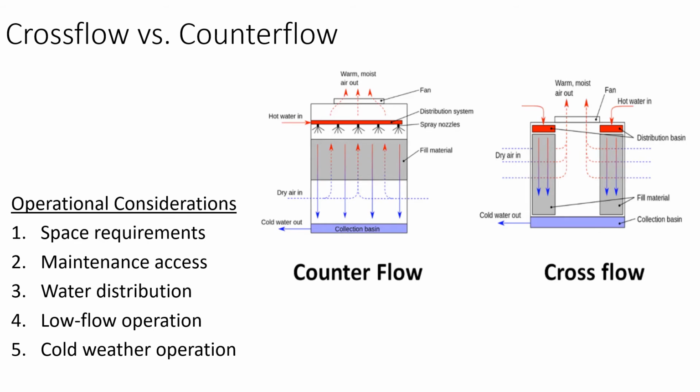The main difference between cross and counterflow cooling towers is the direction of the air relative to the water. But now I'm going to discuss the practical differences between the two when they're being selected for operation. The operational considerations I'll be discussing are space requirements, maintenance access, water distribution methods, low flow operation, and cold weather operation.